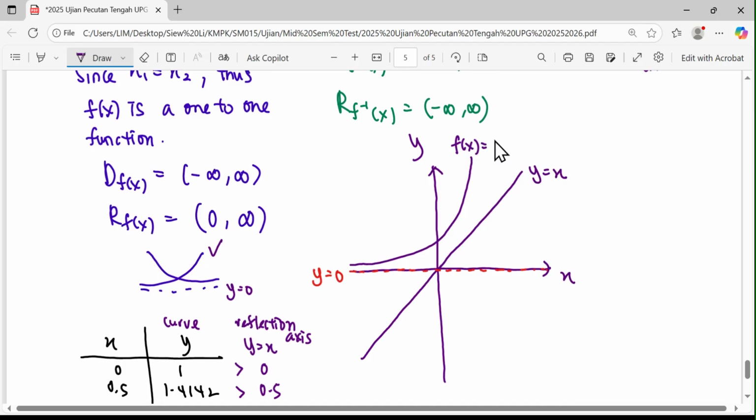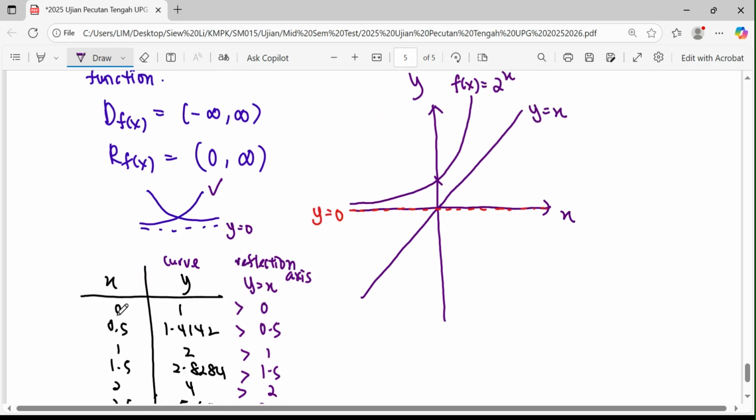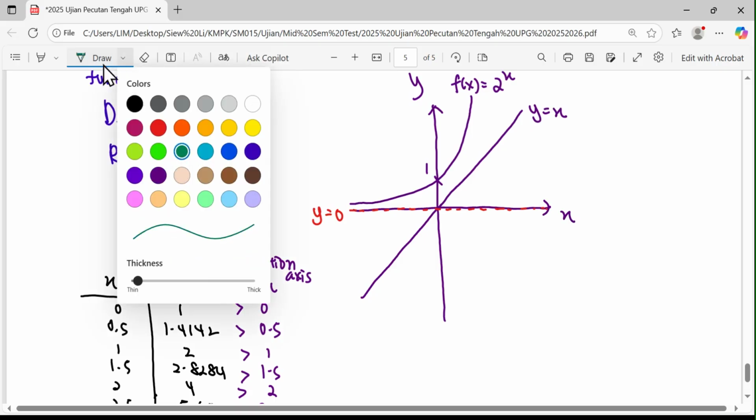The curve of the function for exponential is shooting to the right, but it does not go under the reflection axis. That is the only correct shape for our exponential function. And what is the intersection point? When x equals 0, the intersection point is 1. So after we get this, drawing it correctly, then only we flip it.